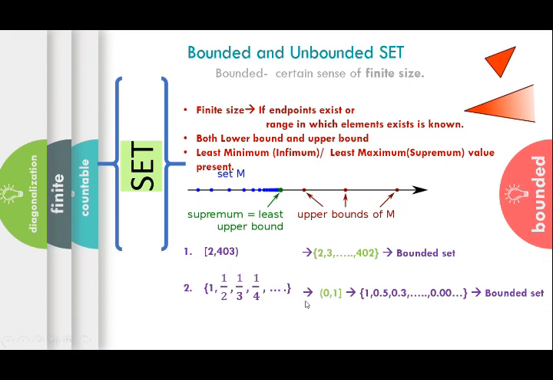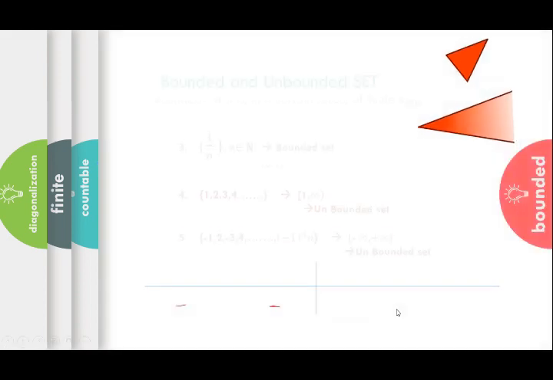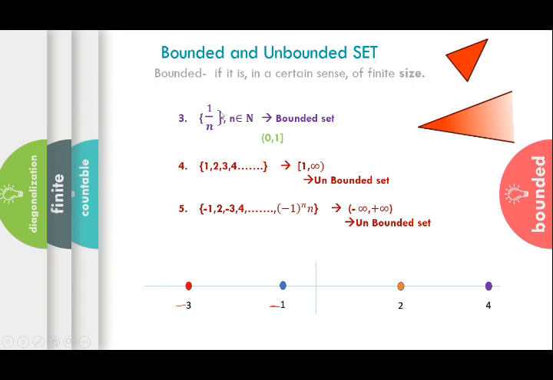But in some cases, if the number is not present, then we should have some kind of range. Another example is the set 1, 1/2, 1/3 and so on. In this case, we can see that our numbers go through the range 1, 0.5, 0.3 and so on. But the nth element will be 0.000000 and some number. So our set range lies from 0 to 1, so this set is also bounded. The same goes for 1 by n; the set is also bounded.